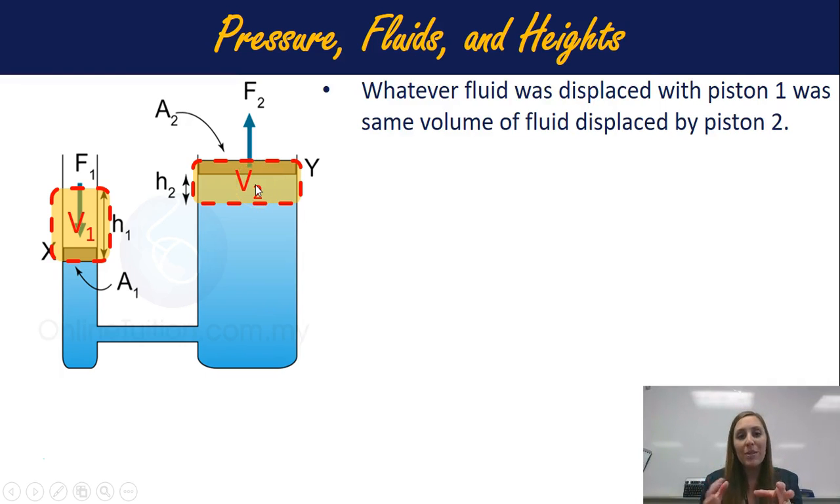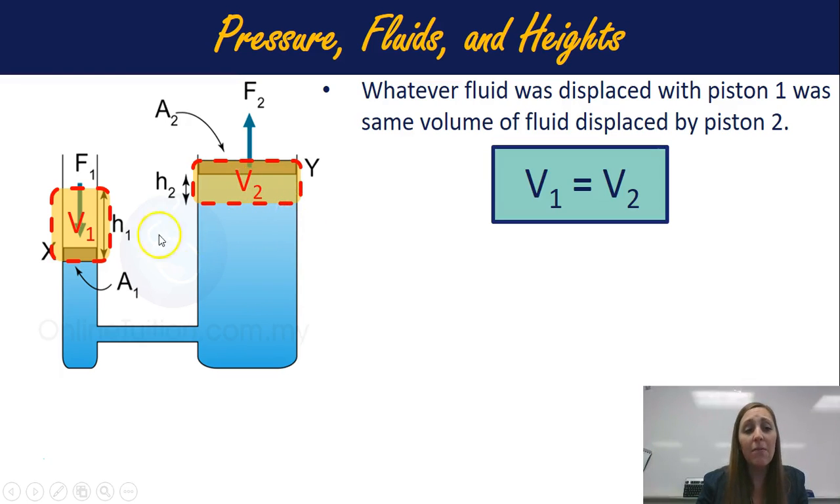Now, whatever fluid was displaced by piston 1, so whatever fluid was pushed out by this first piston, had to be the same volume of fluid displaced by piston 2. What do I mean by that? Volume 2 is the exact same amount of fluid, whatever that is, whether that's gas or liquid, as volume 1.